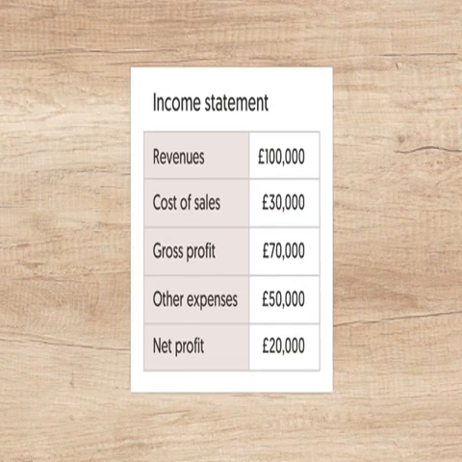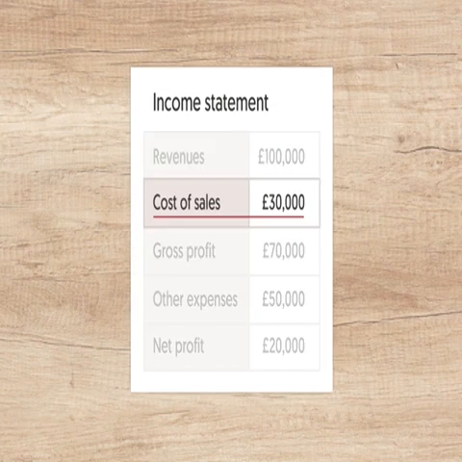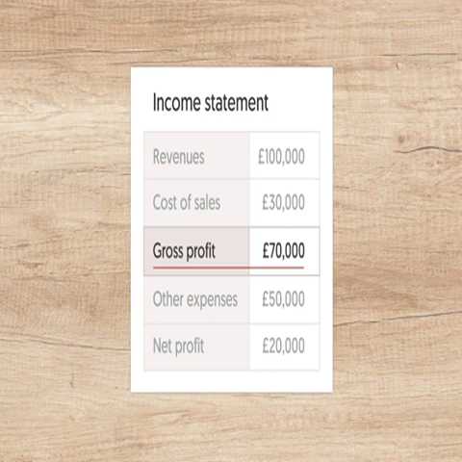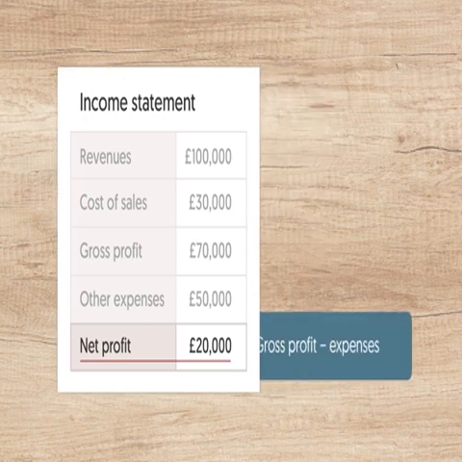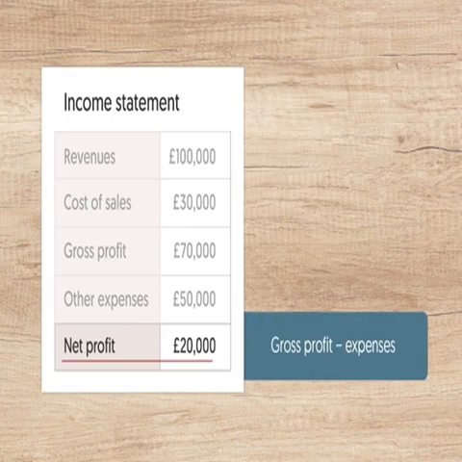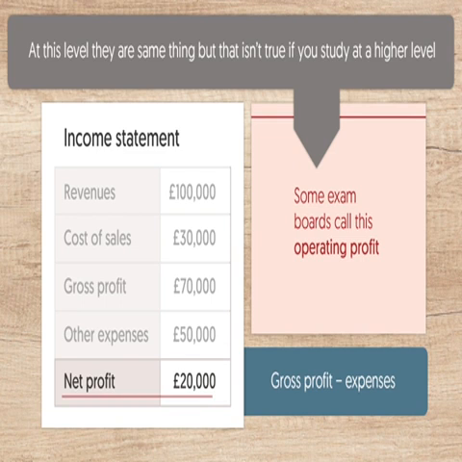Looking at this example, you can see the business made revenues of £100,000, but spent £30,000 on their cost of sales. This means their gross profit is the difference, which is £70,000. They then spent £50,000 on other expenses, so finished with £20,000 net profit. Remember, this is gross profit minus expenses. Just to be aware, some exam boards call net profit operating profit. At this level, they mean the same thing, but that isn't exactly true if you study this at a higher level.